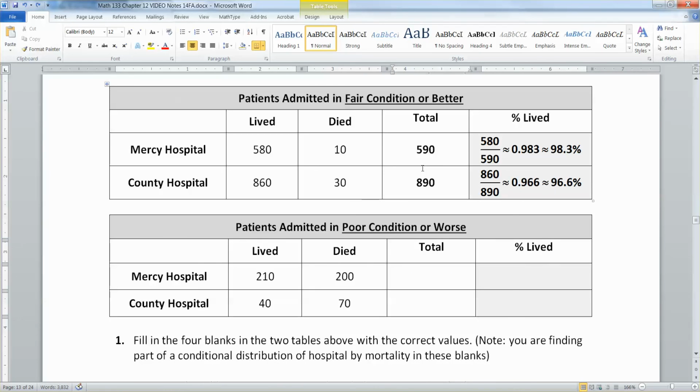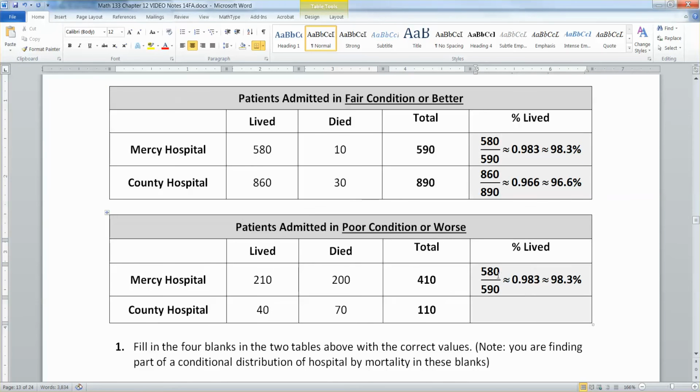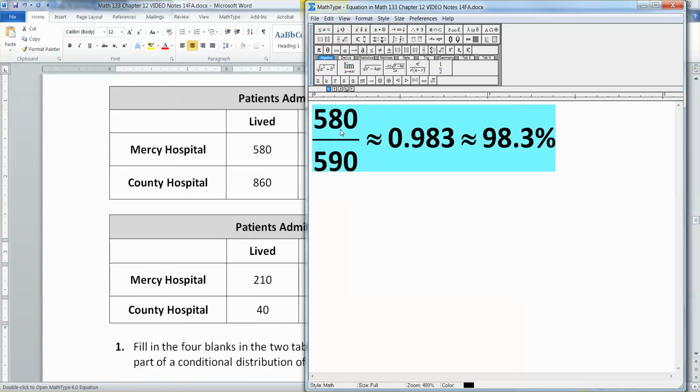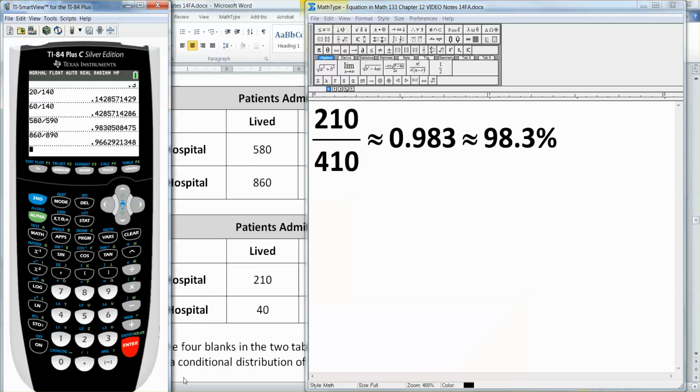Well, there's 410 of them here at Mercy Hospital, and there's only 110 of them here at County Hospital, because I'm just adding those up. Okay, so now we want to be able to take the totals and find it. So we say the percentage that live was 210 divided by 410, which is 0.512.